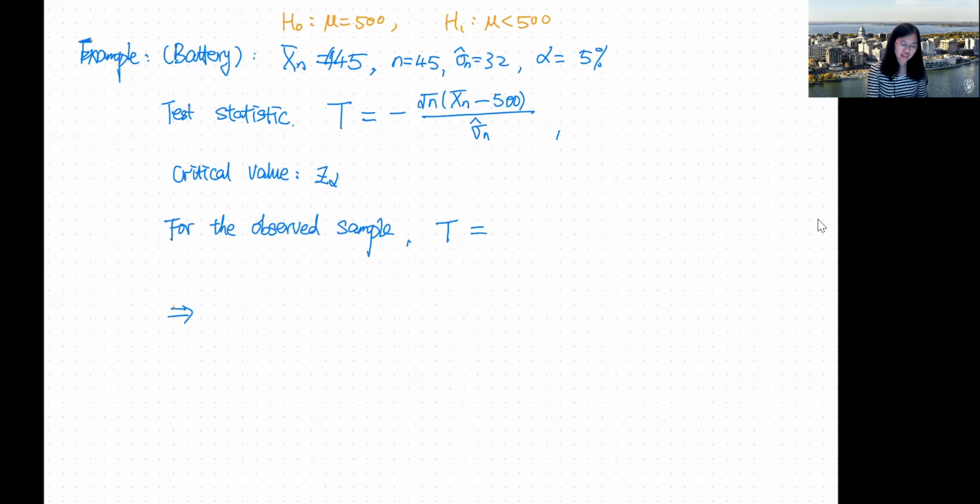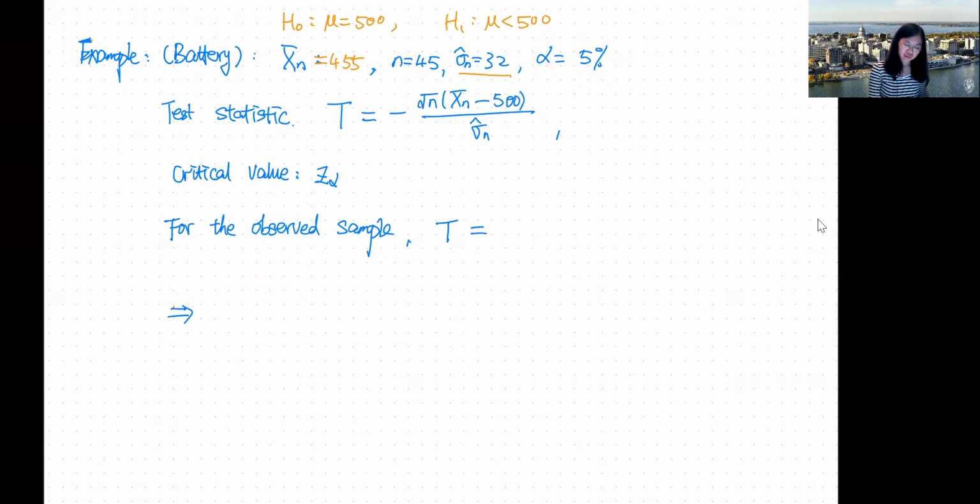And we observed a random sample of size 45, in which the sample mean is 455, and the standard deviation is 42. Suppose that we choose a significance level, because to do a hypothesis test, we need to predetermine a significance level. We choose that to be 5%, which is the most commonly used significance level. We choose alpha to be 5%.